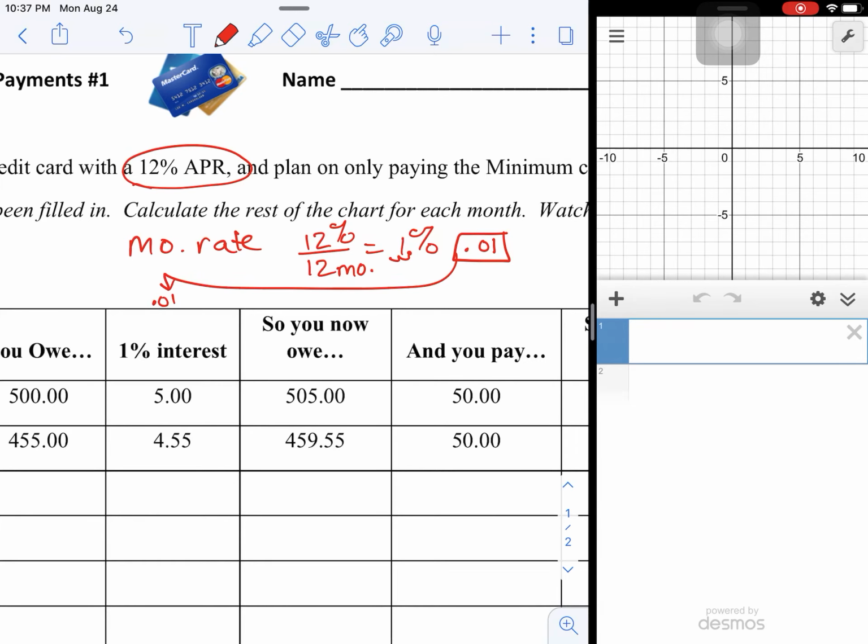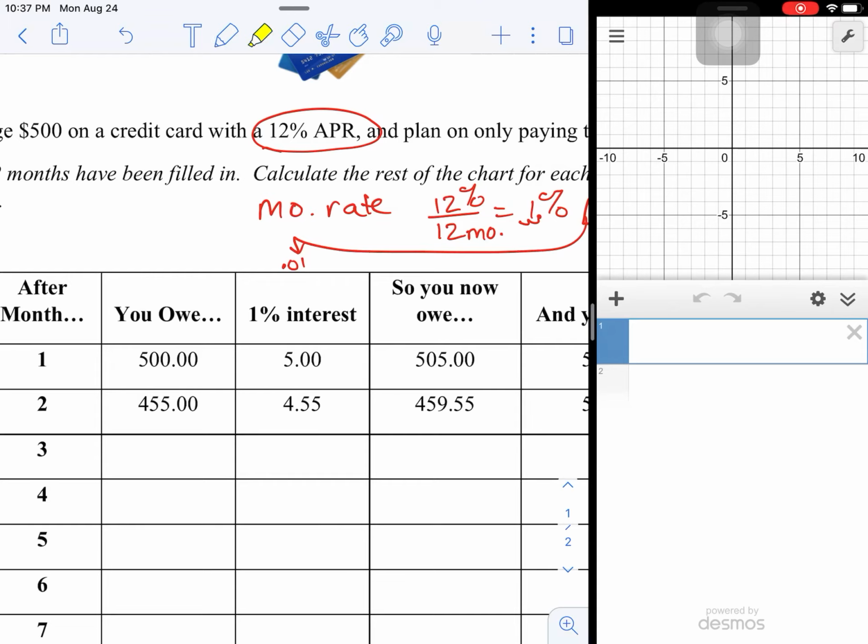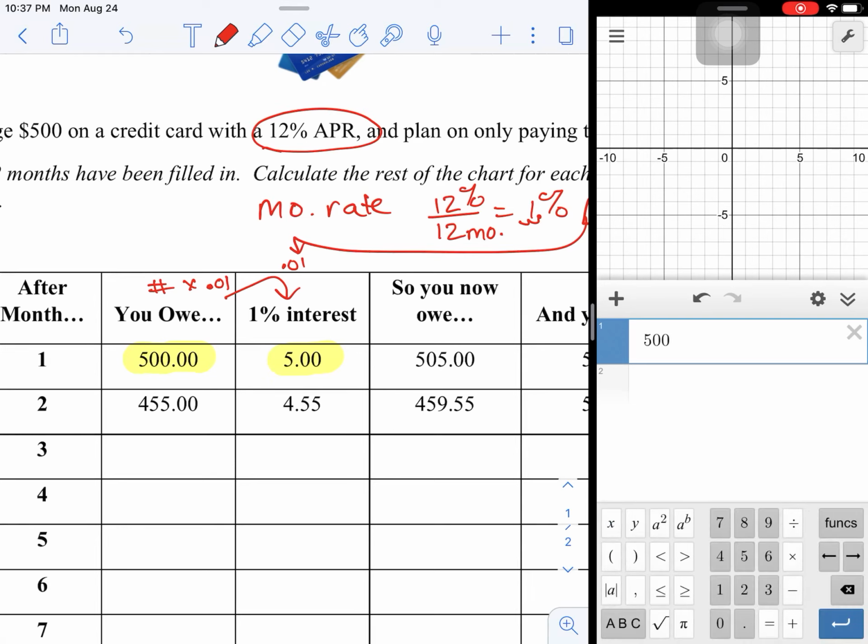All right, so we start out with $500, right? And we're going to accrue interest. So the way you get this box, this $5, is by taking your $500, so it's this number, times your 0.01, and it will go in this box. So in this case, we have 500 times 0.01 is $5. I put it right in that second box. We're going to add these two together. And what do we get? 500 plus $5 is $505.